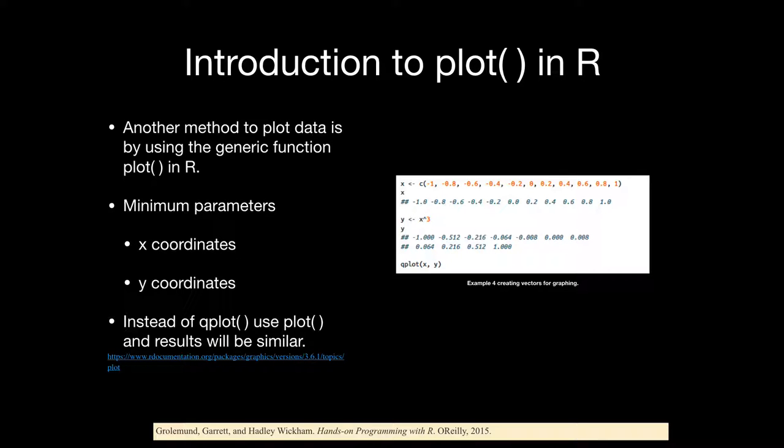Another method to plot data is by using the generic function plot in R. Your minimum parameters here are going to be an x coordinate and a y coordinate. Instead of qplot, we're going to use plot and pass in the x and y values just as we did in qplot. So the results will be very similar in nature.